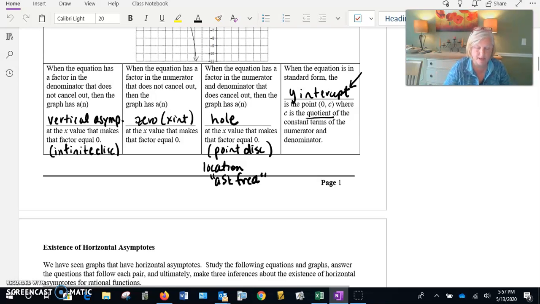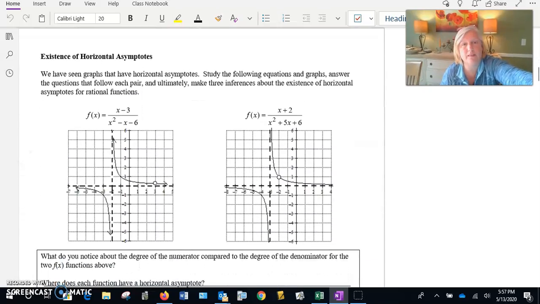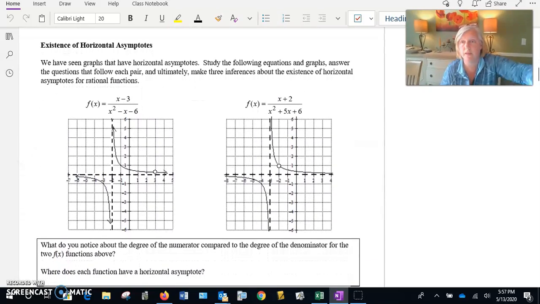So now we're going to come down and first start talking about horizontal asymptotes and when they exist. The first thing we're going to do is take a look at the two graphs that we have below. Clearly, a couple things going on here. They already gave you the graph. I'm going to go ahead and simplify because that's always important to do as you're analyzing these.